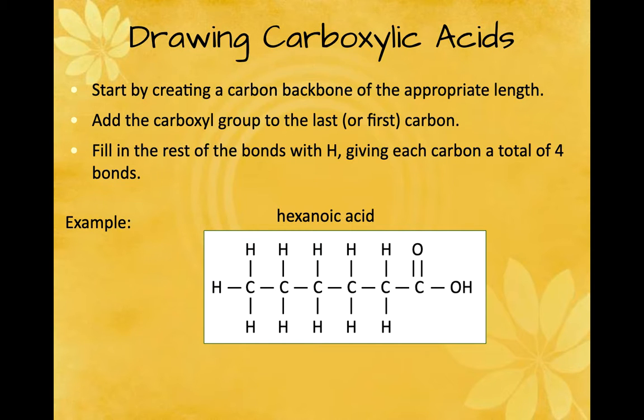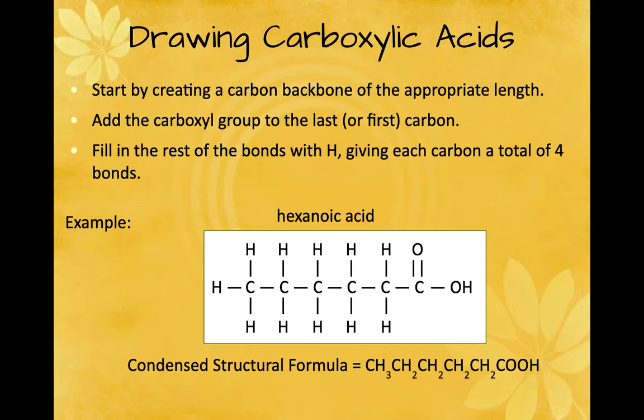We can also write these as a condensed structural formula. So here you see CH3, CH2, CH2, CH2, CH2, and the carboxyl group just gets written as COOH. And the molecular formula for hexanoic acid would be C6H12O2.